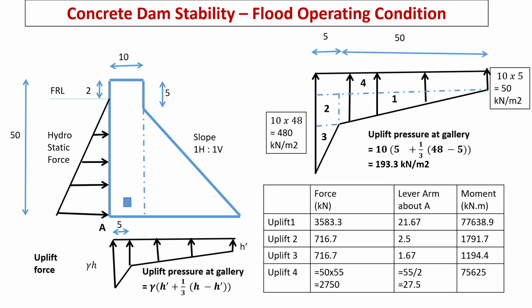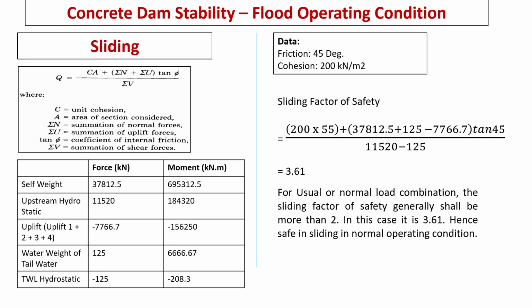We can see the tail water head contribution in uplift. Again, similar to previous uplift calculations, because of tailwater, we have to split the uplift into 4 parts for convenience. Accordingly, we have to work out the area multiplied by water unit weight, which gives uplift force, lever arm and respective moments. Here we see sliding factor of safety in flood operating condition.